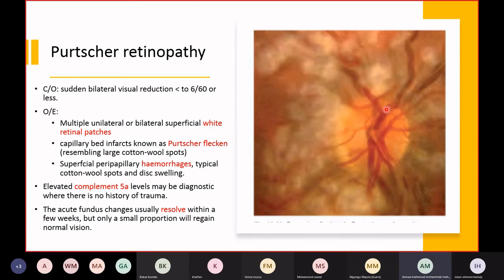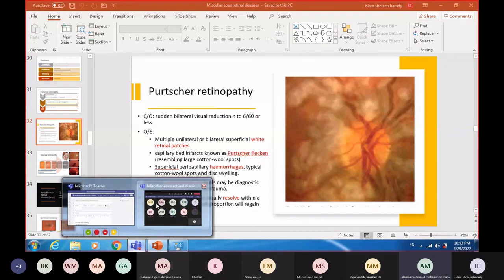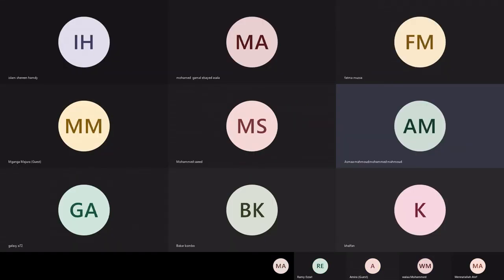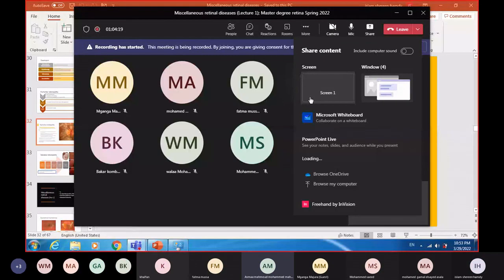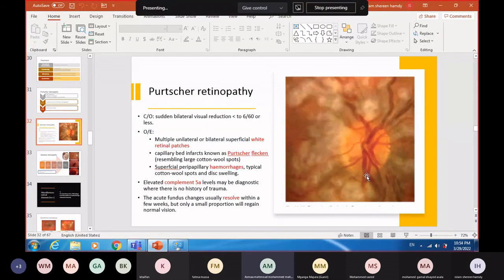Sorry, doctor, but the screen is not shared. I can't hear you very well. Can you repeat? The screen is not shared. We can't see the presentation. Just a second. Okay, is it shared now? Yes, thank you. Okay, you're welcome. Just a sec.